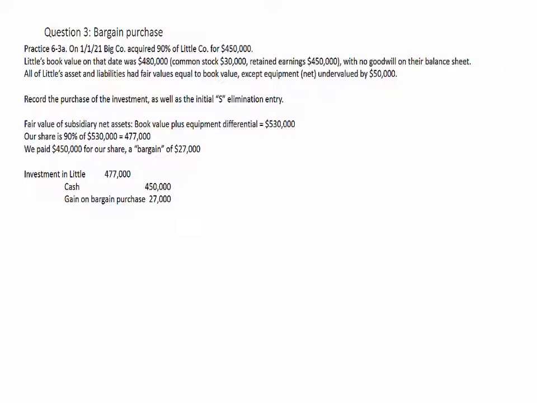So the fair value of the subsidiary's net assets is going to be their book value plus the equipment differential, so 480 plus 50, or $530,000. Our 90% share of that $530,000 is $477,000. We only paid $450,000, so we got a bargain purchase of $27,000.